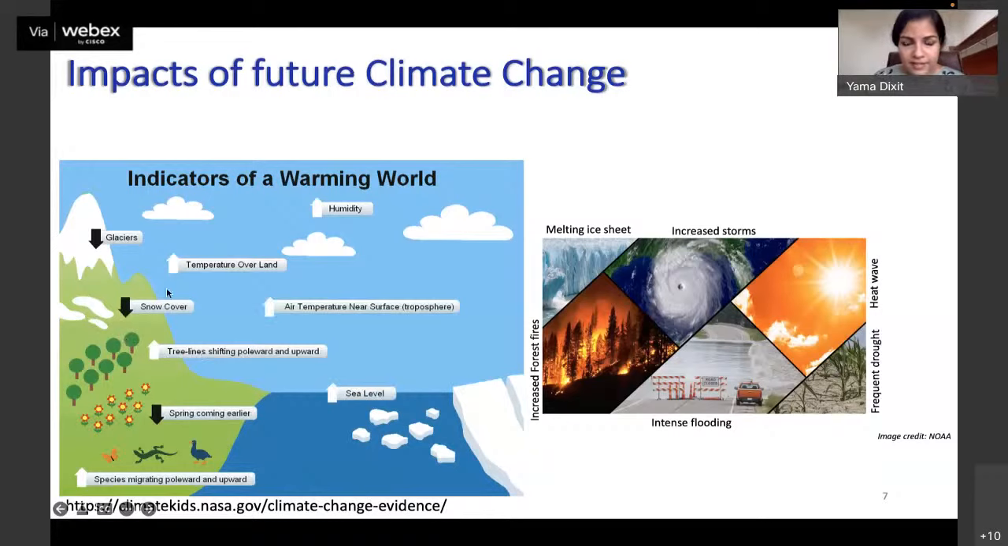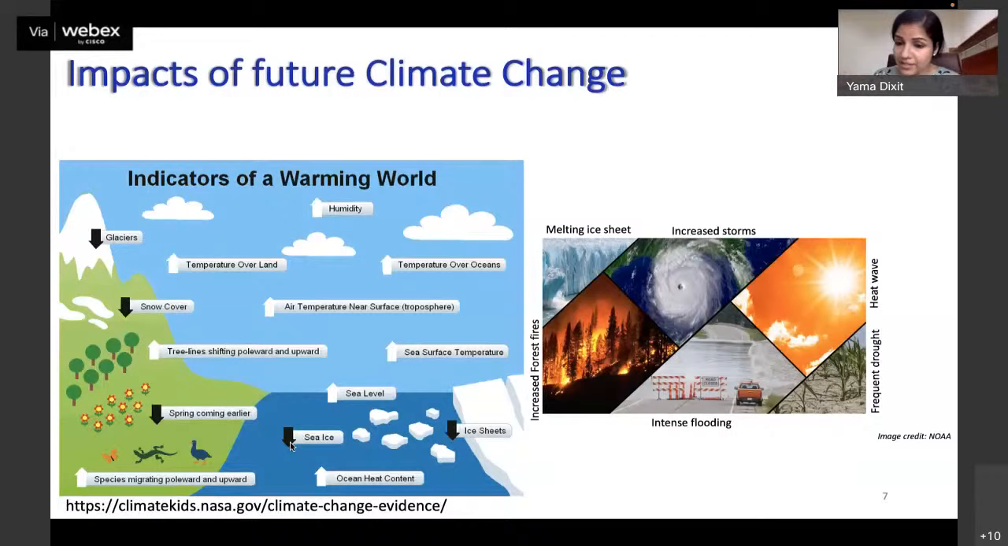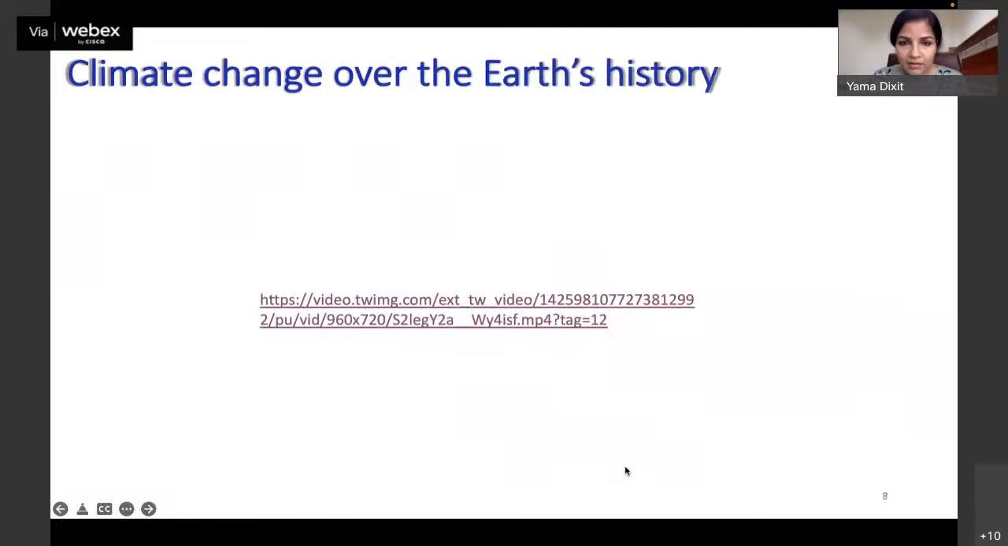Snow cover, of course, is decreasing. These arrows are basically indicating the direction of impact. Humidity in regions is increasing, temperature over land is increasing, temperature over oceans is increasing, air temperature near the surface is increasing, sea surface temperature is increasing, and sea level, like I explained, is increasing. Ice sheets are decreasing and sea ice is also decreasing. So these are the indicators of a warming world, and this is happening now. Now, we did talk about how climate has been changing over the past.